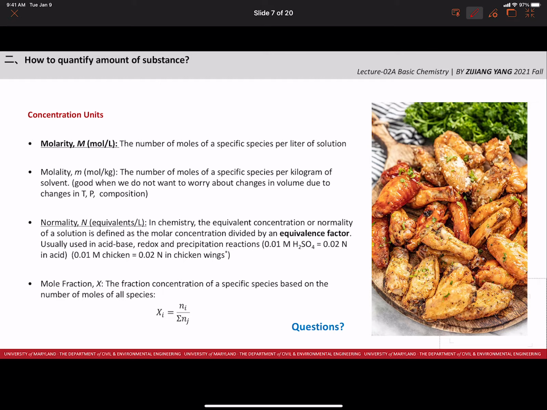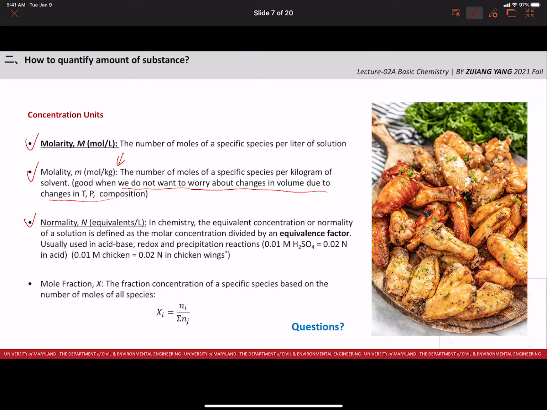So next one is about concentration units. The first one is molarity. We can use M or mole per liter, and this refers to the number of moles of a specific species per liter of solution. And another one is molality, which is mole per kilogram. We have this because it is good when we do not want to worry about change in volume due to change of temperature or pressure, because for gas, the volume is very sensitive to these parameters.